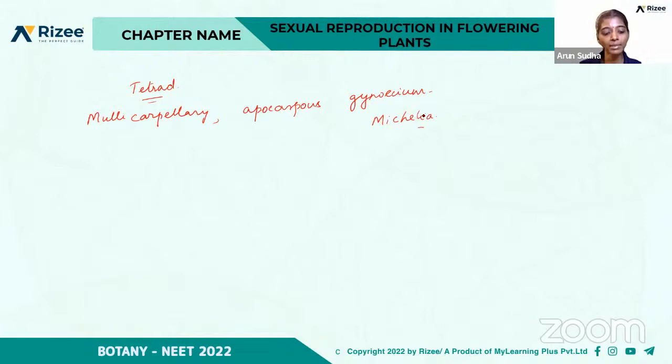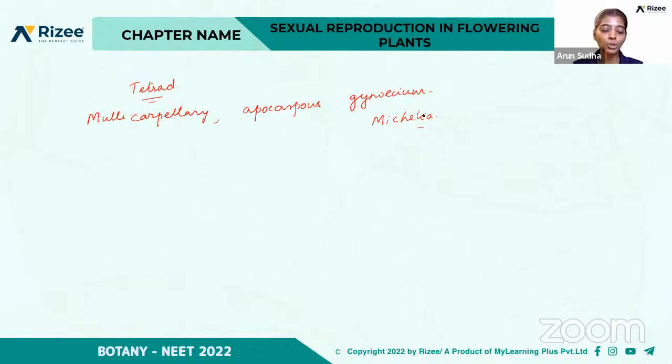Then to some extent, viability of pollen grains depends on temperature, humidity, both A and B, and light. To some extent, viability of pollen grains depends on both A and B. That is, it depends on both the temperature and humidity. So C is the right answer.